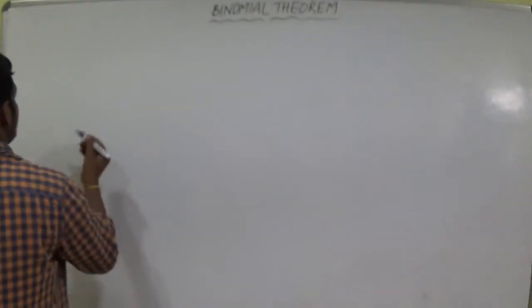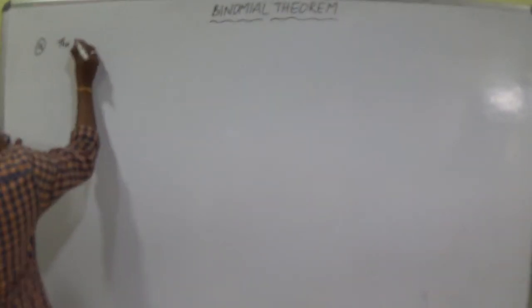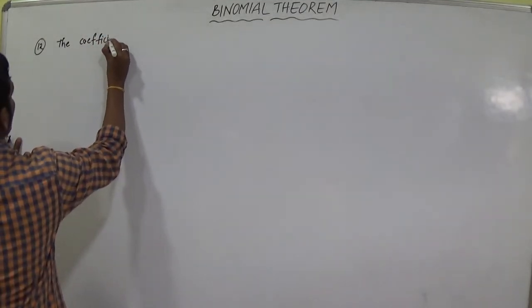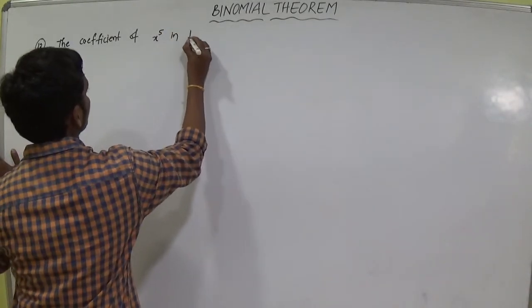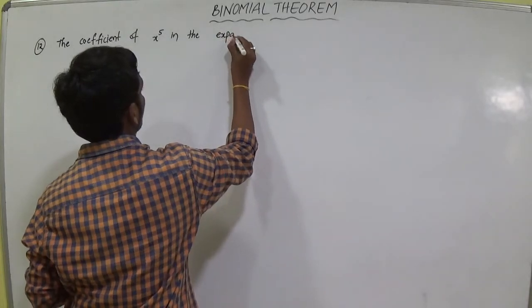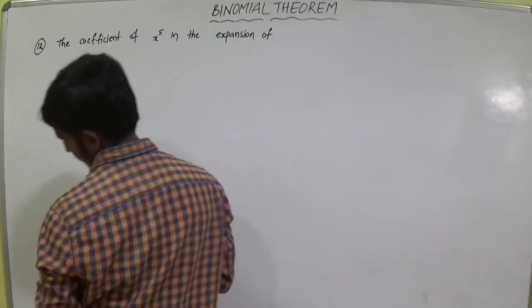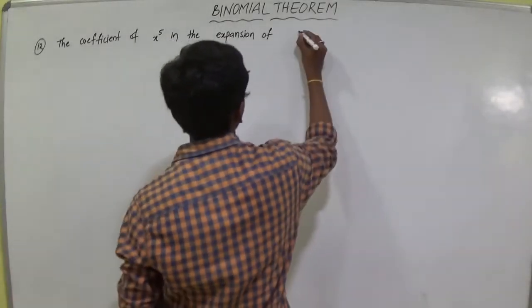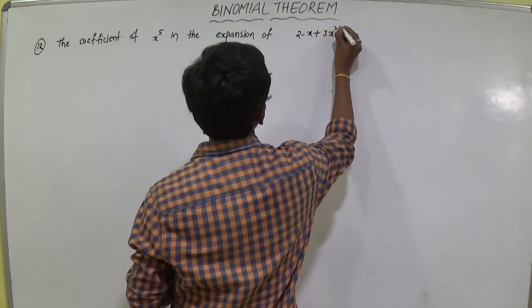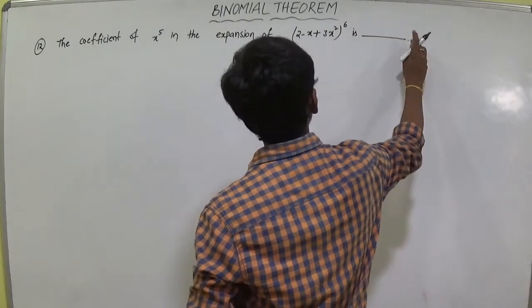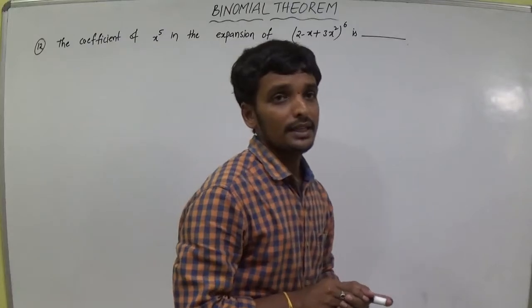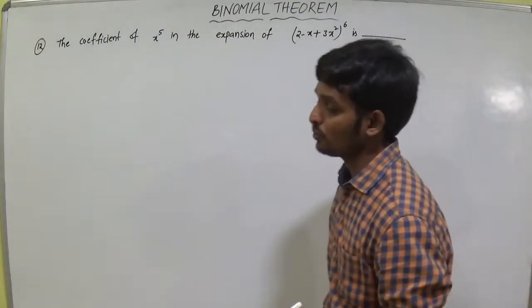This is somewhat the biggest in the 12th question. The coefficient of x to the power of 5 in the expansion of (2 - x + 3x square) whole to the power of 6 is dash. That is the question.